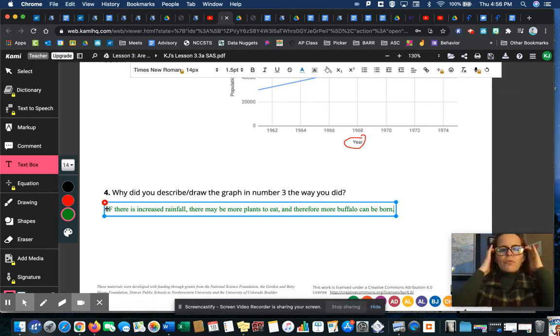So if there is increased rainfall, there may be more plants to eat, and therefore more buffalo can be born. They're doing better, and so the population can increase. That's what most people were saying.